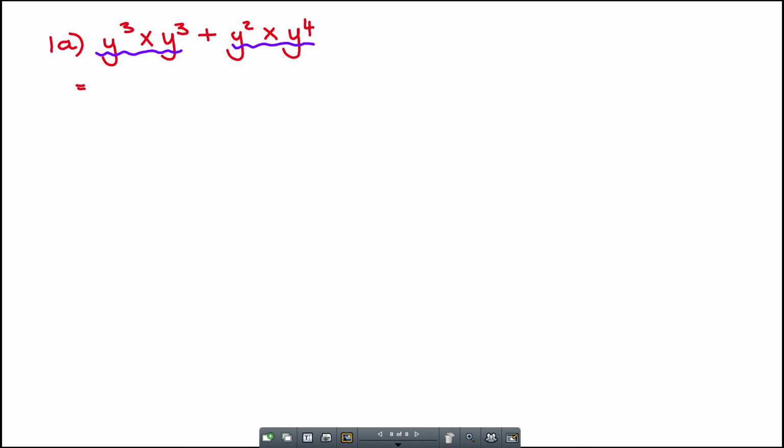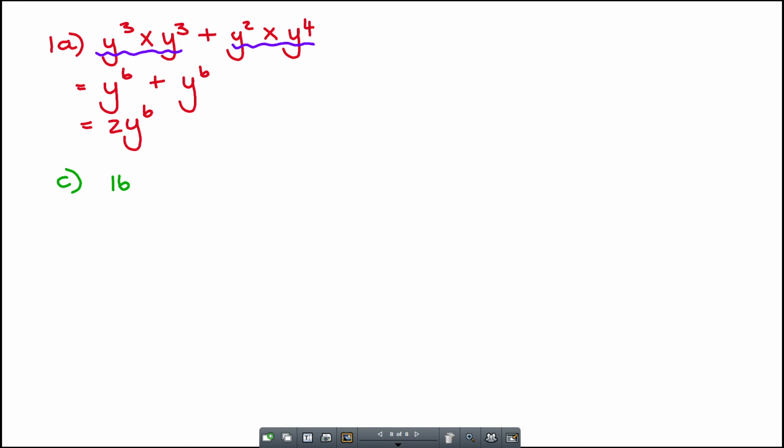So y to the power 3 times y to the power 3. When we multiply and base is the same, I'm going to add exponents, so that will become y to the power 6. Then y to the power 2 times y to the power 4. Again, base is the same and we're multiplying, so I'm going to add exponents, so that will also be y to the power of 6. Now that is like terms, so I will eventually have 2y to the power of 6.